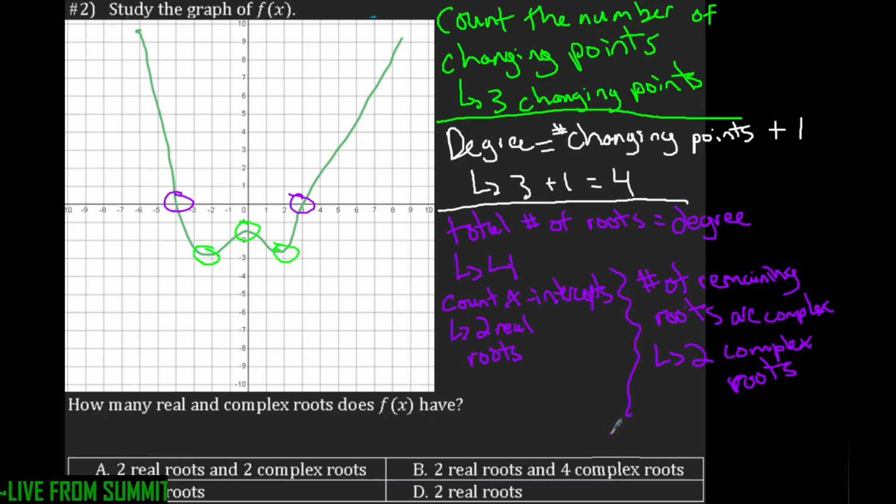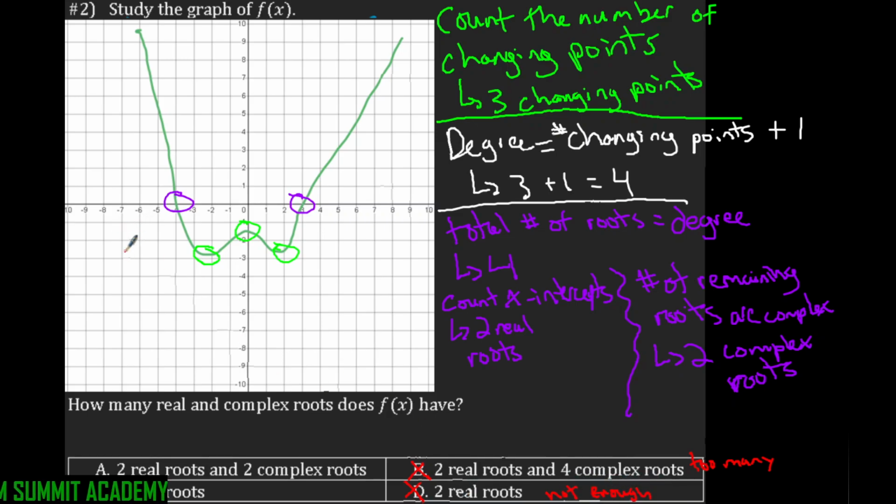Again, we don't have the equation, but that's okay because you usually want to use that as much as possible. What we can do is break it down piece by piece. Also, as soon as you find your number of changing points, I can cancel out some of these answers because my degree is 4, which means my number of roots is 4. So I could cancel out B and D because this is too many, this is not enough.